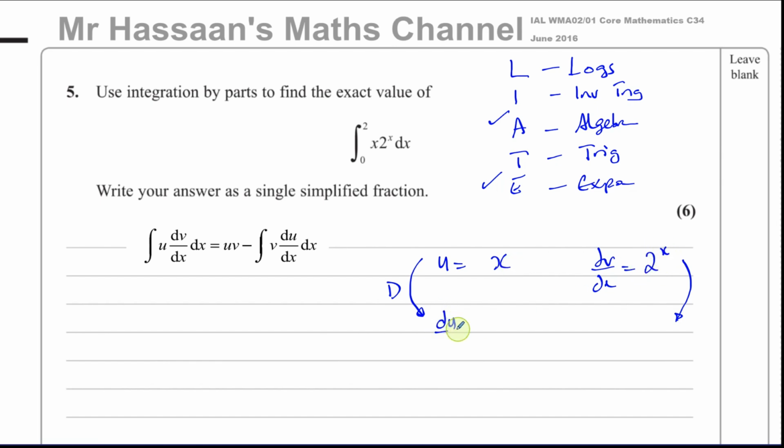When you find du/dx, you get 1. When we find v, when you integrate dv/dx, you get v. You get 2 to the power of x divided by ln 2. So now we're going to put this into the formula.